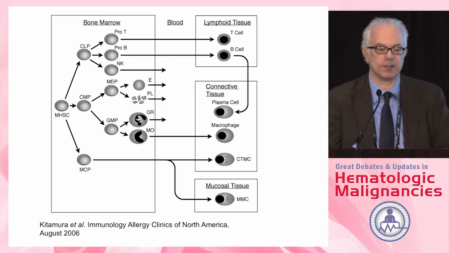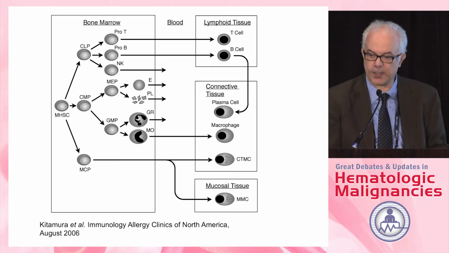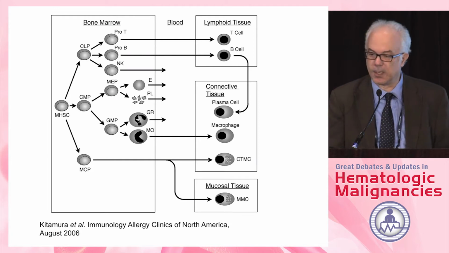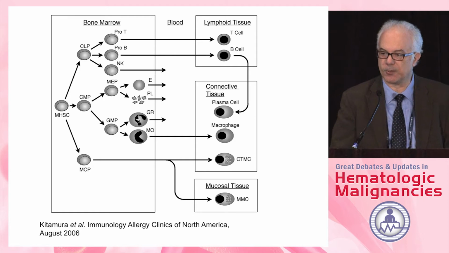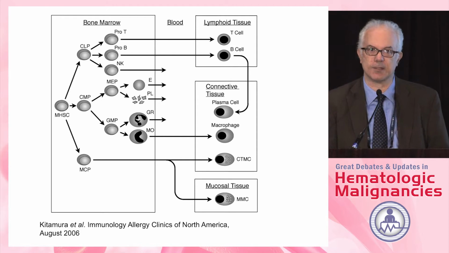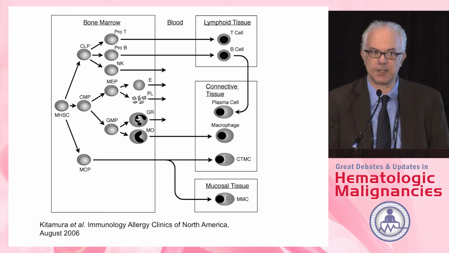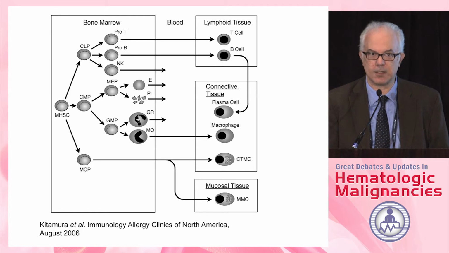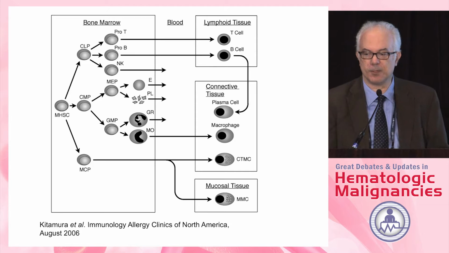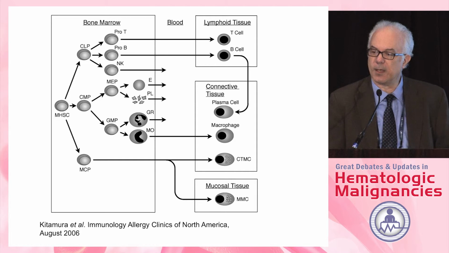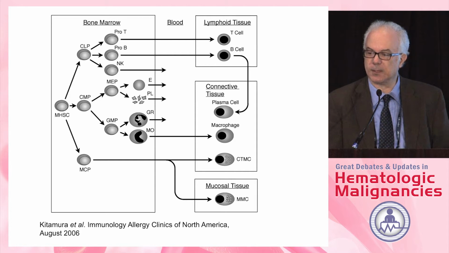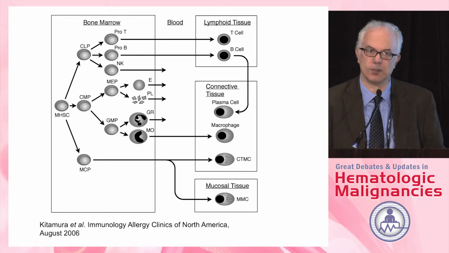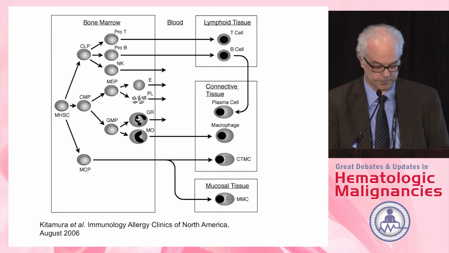And mast cells are obviously a hematopoietic neoplasm. We believe that they are derived directly from the multipotential hematopoietic stem cells, and they enter the blood as a precursor cell. We don't see mature mast cells in the peripheral blood. If we do see them, then that's usually not a good sign that the patient may be developing mast cell leukemia. And then they enter the tissue, and in the tissue they then turn into their mature phenotypes.